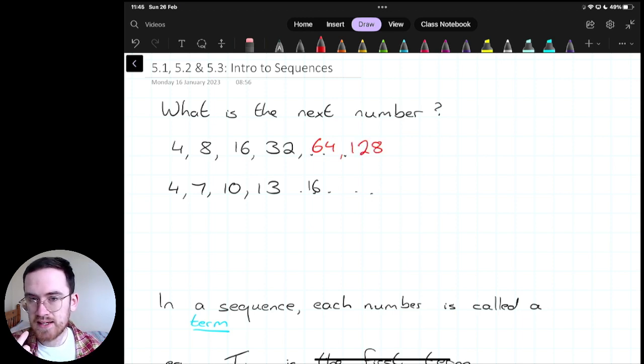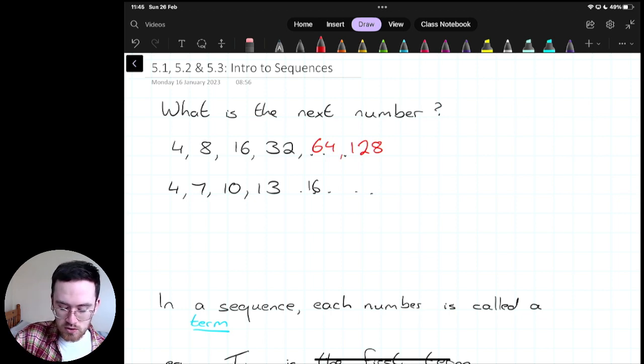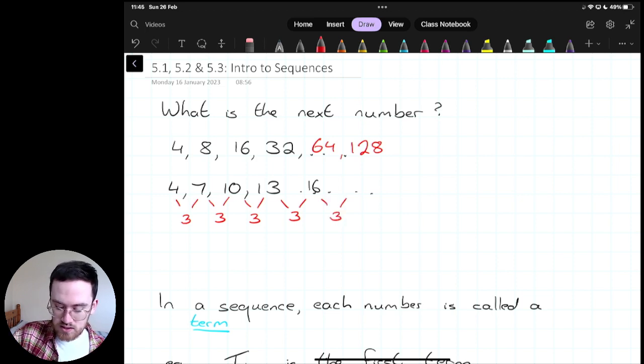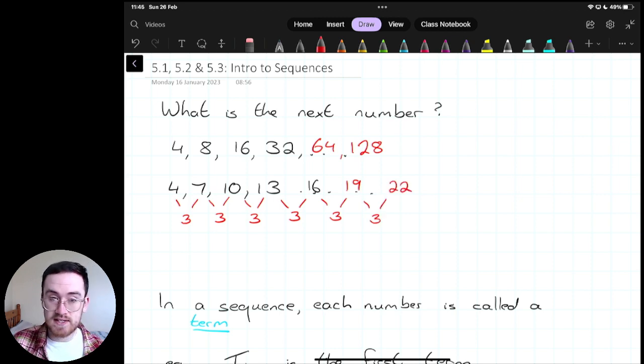To do the next one, 4, 7, 10, 13, 16, again we can look at what's happening between each of these numbers. To go from 4 to 7, we add 3. From 7 to 10, we add 3. From 10 to 13, we add 3. So the pattern is that I'm adding 3 each time. To get the next two terms, I add on 3, so my next term is 19. I add on 3 again, and my next term is 22.